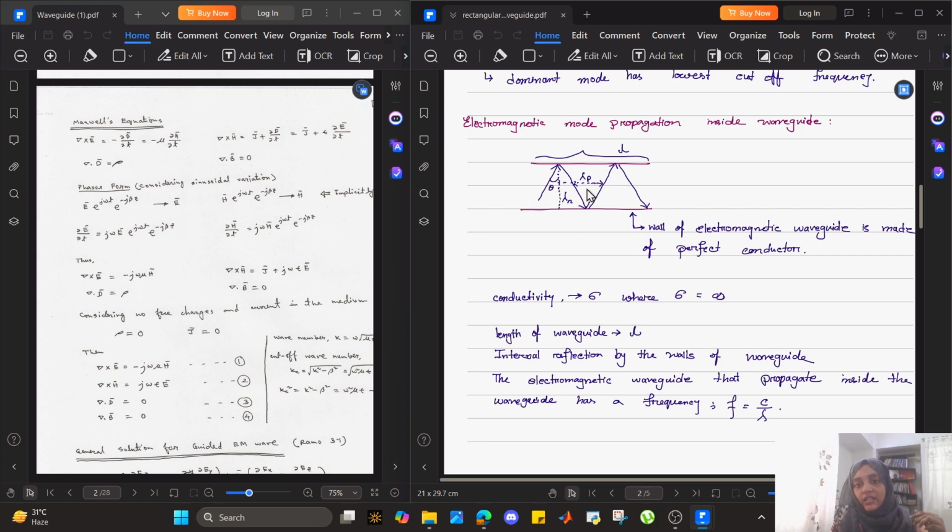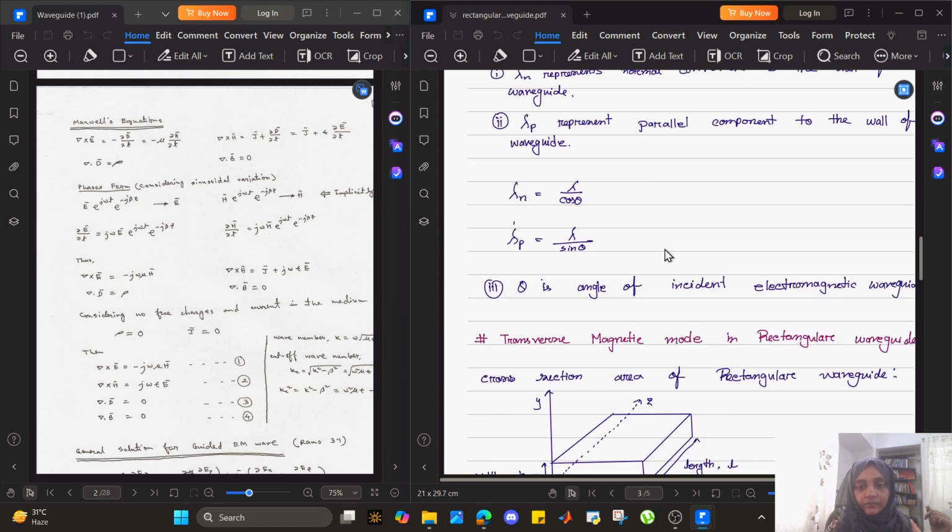The incident light falls transverse to this waveguide with a frequency, and the frequency is denoted by f equal to c by lambda.